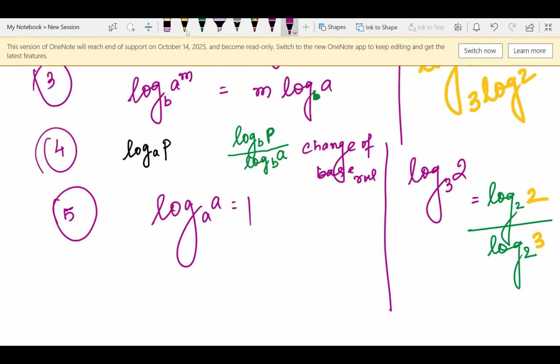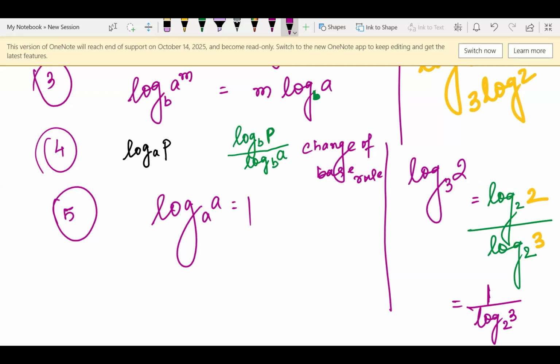And if you ask me why we are doing so, can you see the numerator became log 2 base 2? According to rule number 5, the answer will be 1 for the numerator. And the denominator, we will leave as it is. Clear? Yes. So log 2 base 2 is 1. According to rule number 5, log a base a is 1. Okay, so we are done. Let's start talking about the logarithmic function.